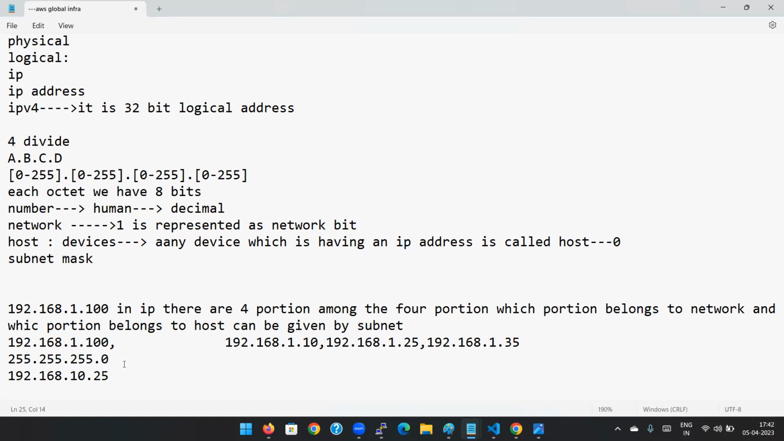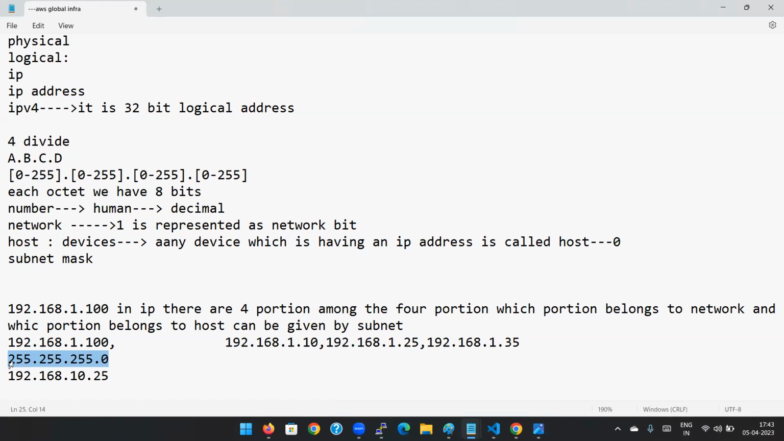In the first IP address, 192.168.1.100, and in the last, 192.168.10.25, the subnet mask is the same for both, no? Yes, the subnet mask is the same. The subnet mask being the same doesn't mean that both are in the same network. The work of the subnet mask is to differentiate the network and host portions inside the IP address.